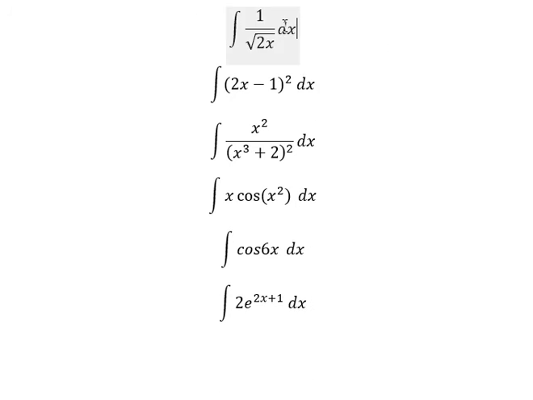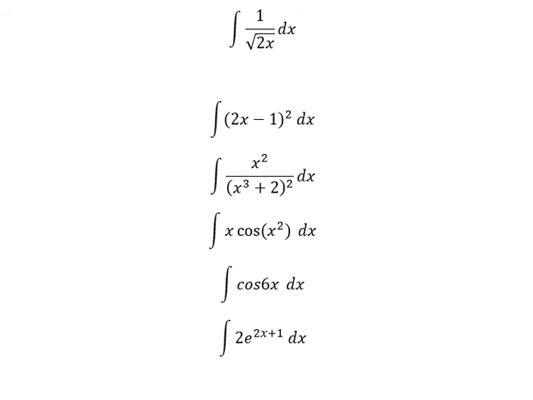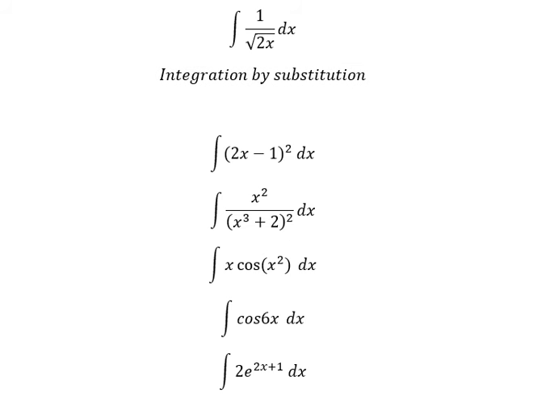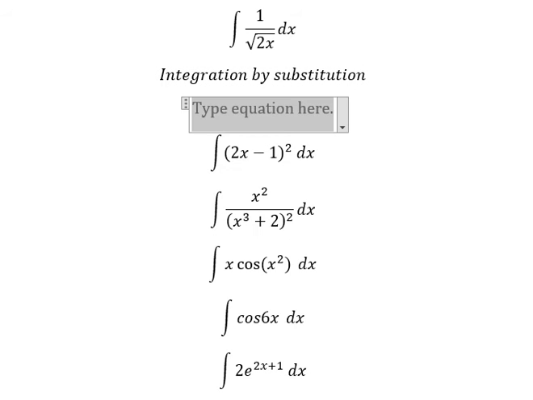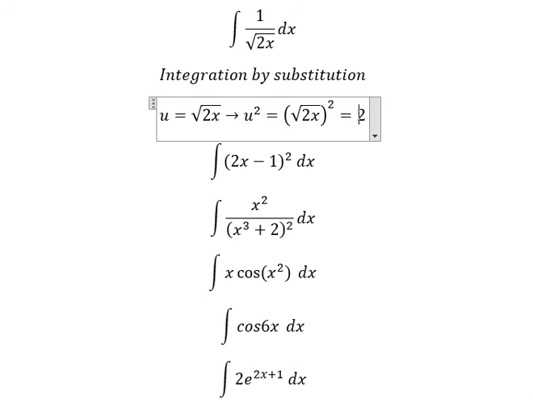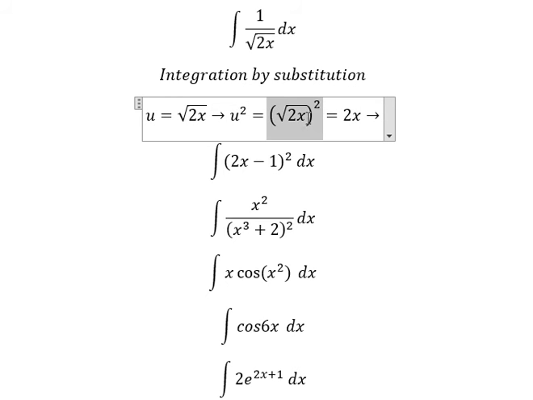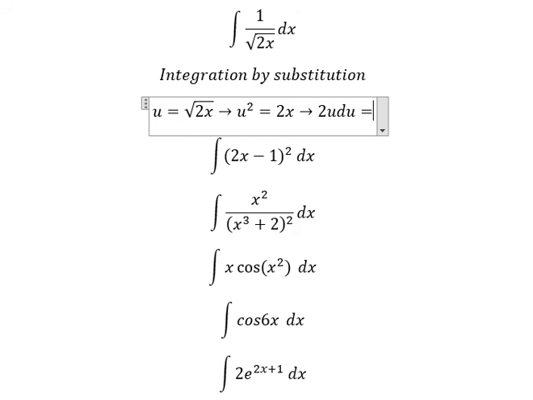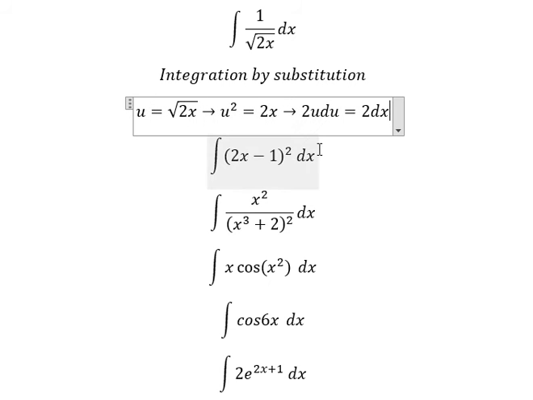Now let's go to the next one. We need to use integration by substitution. So I will put u equals to the square root. Later we square both sides to cancel the square root. Next, we do first derivative for both sides. So this one we have 2u du. This one we have 2dx.